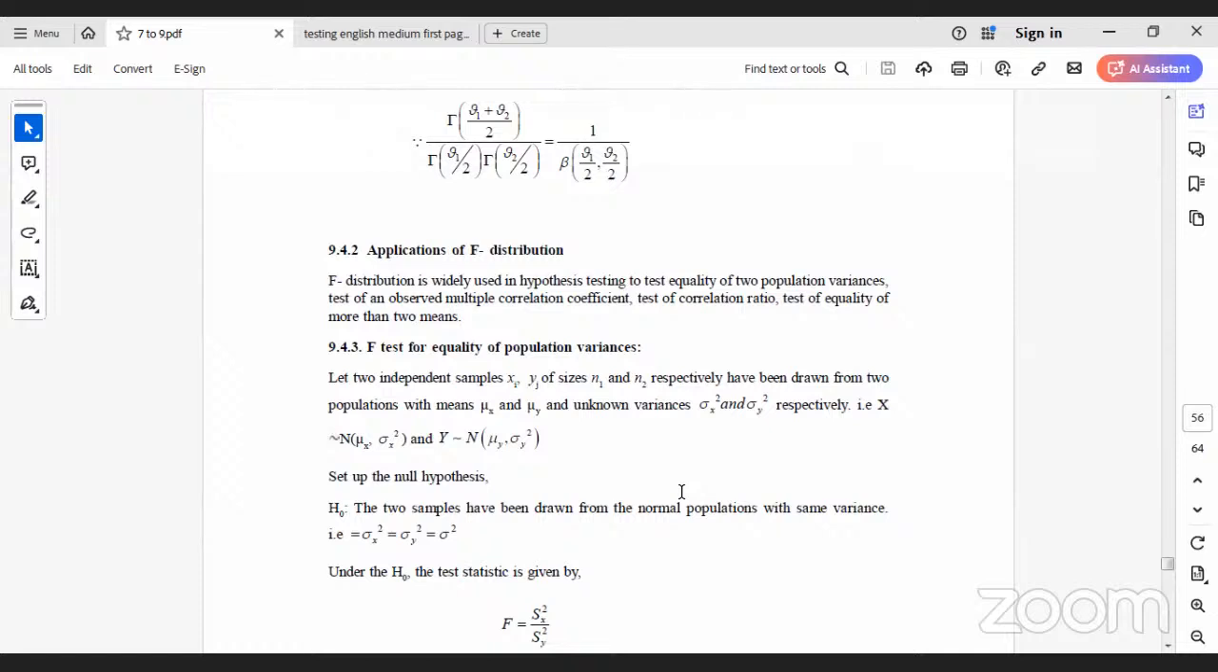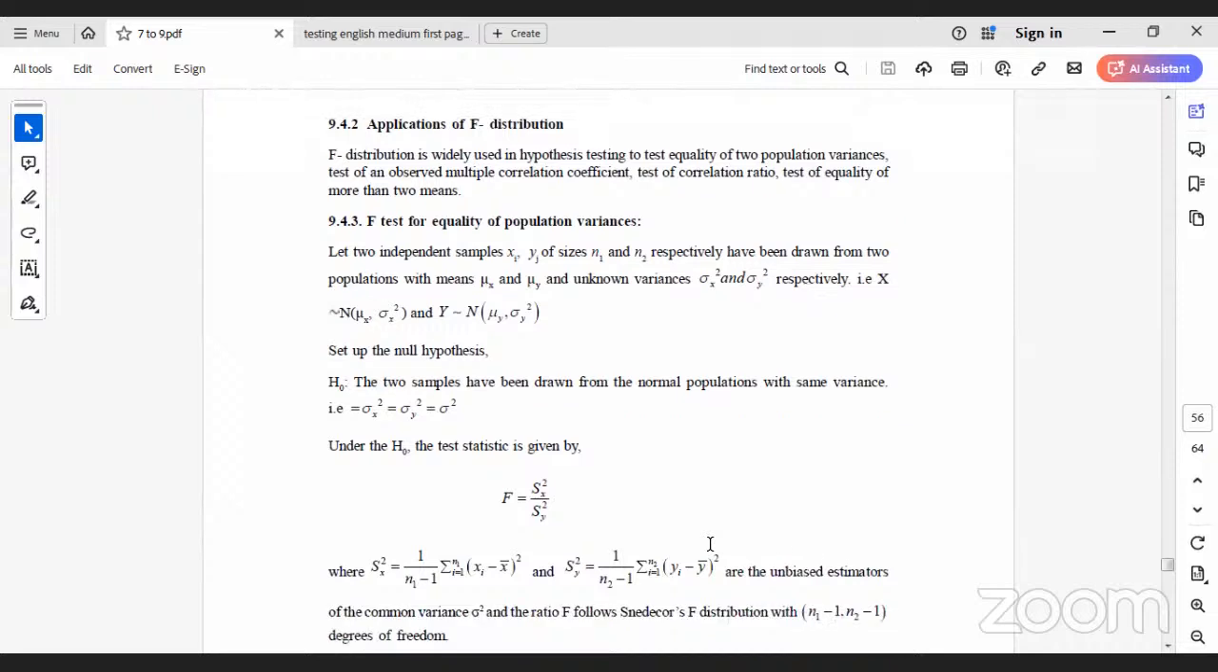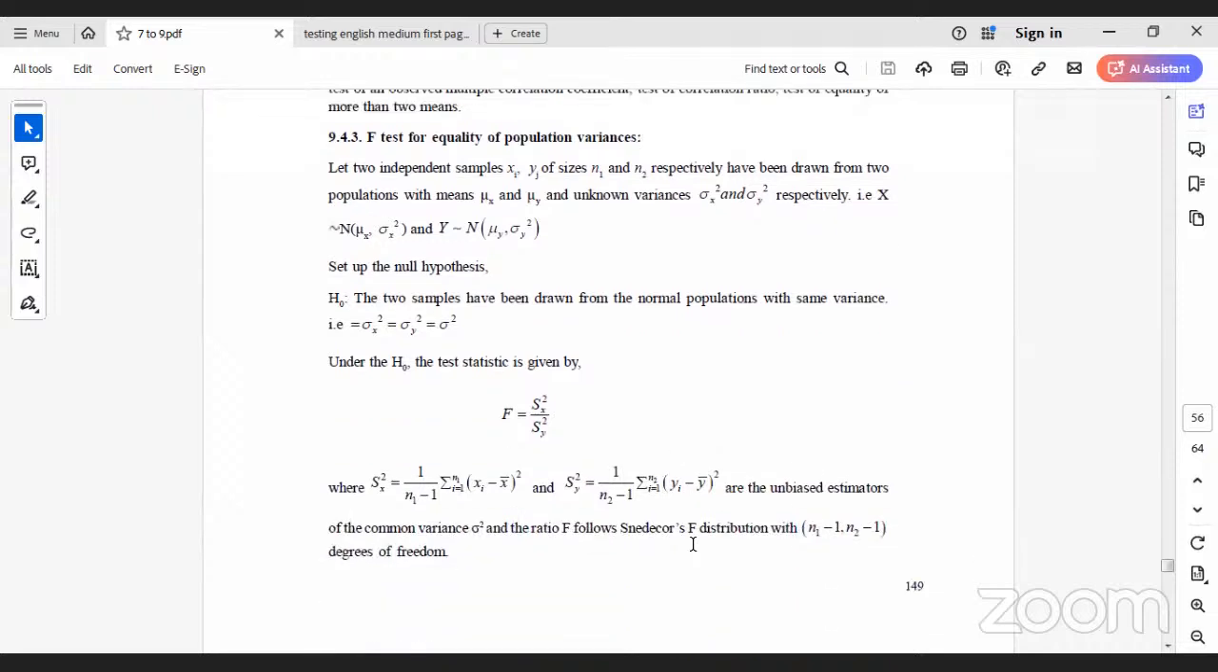Let two independent samples xi and yj of sizes n1 and n2 respectively have been drawn from two populations with means mu x and mu y unknown and variances sigma x square and sigma y square respectively. X is distributed as N(mu x, sigma square) and Y as N(mu y, sigma square). Set up the null hypothesis: the two samples have been drawn from the normal population with the same variance sigma square x and sigma square y equal to sigma square under H0. The test statistic is given by F is equal to Sx square by Sy square.